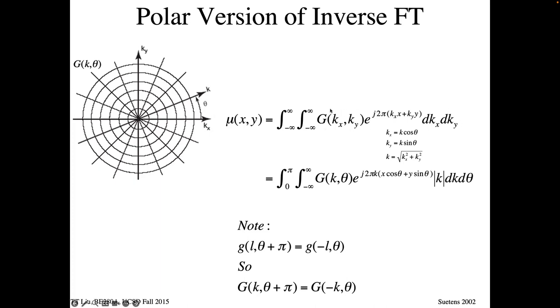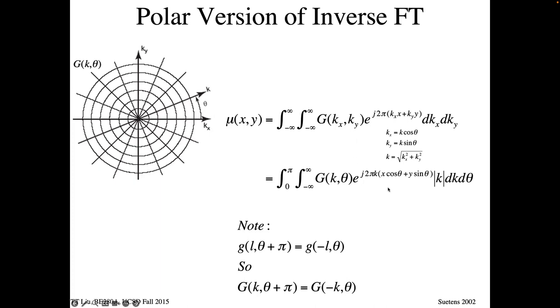This is the Fourier transform. We're going to do a variable change. And you've all done this in calculus, right? Where instead of dkx and dky, I'm going to do dk and d theta. I'm going to go to polar coordinates, right? So everybody's done that before, going from Cartesian to polar.